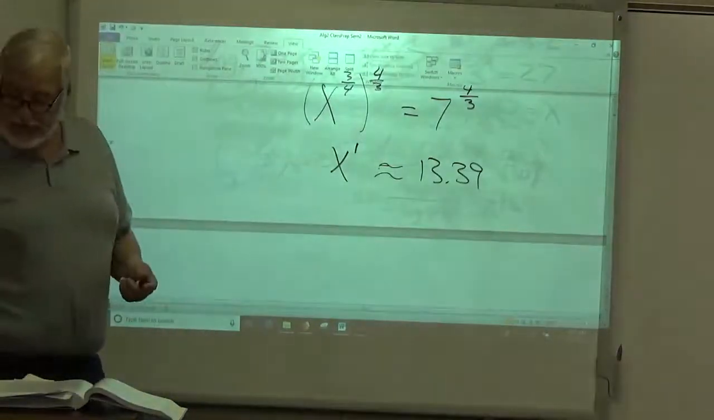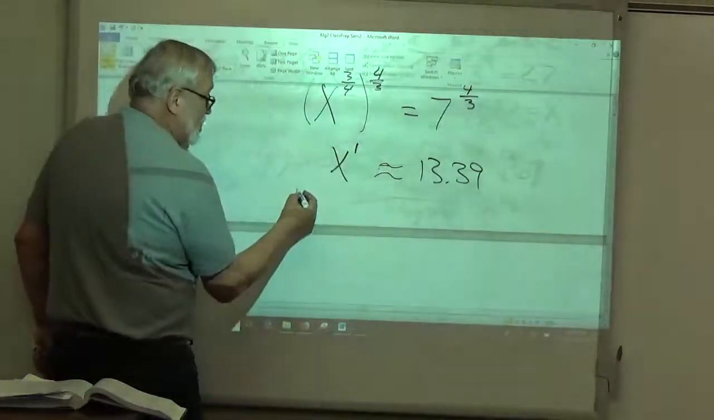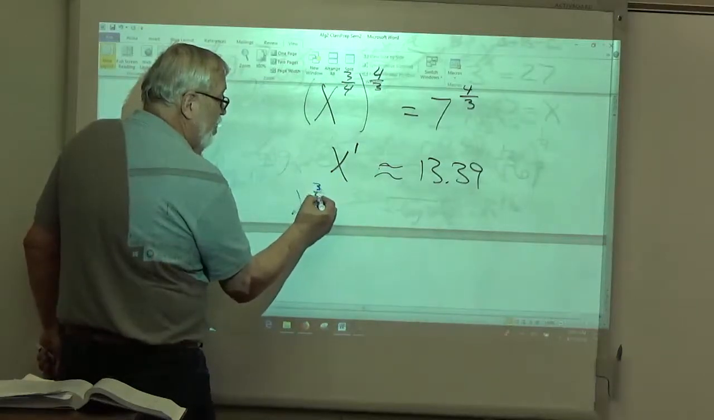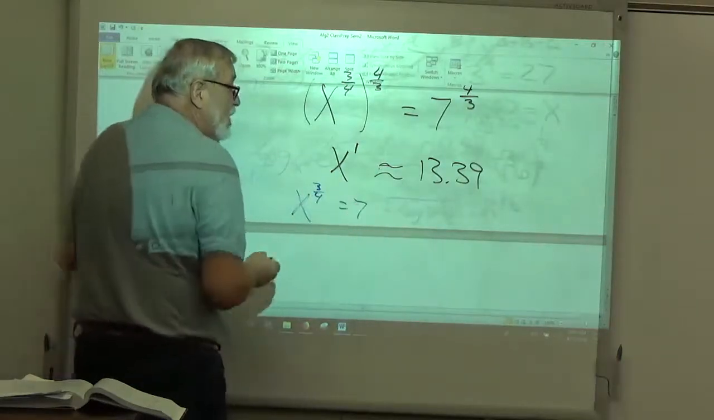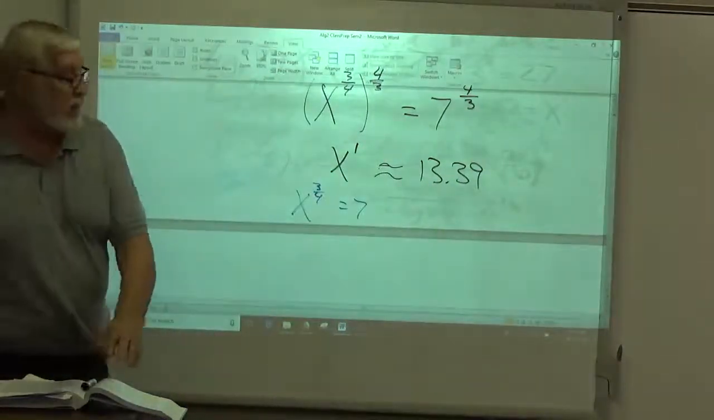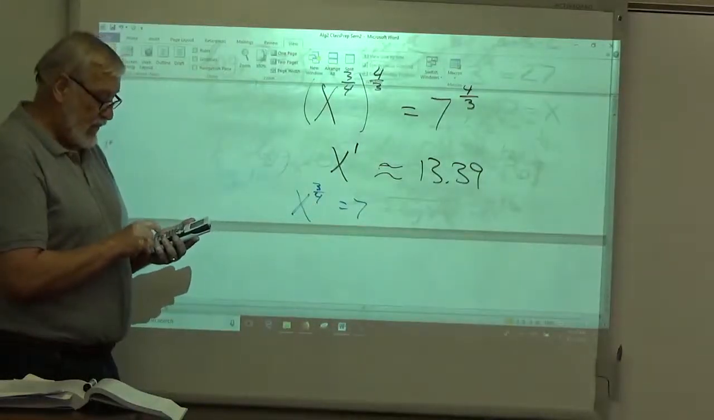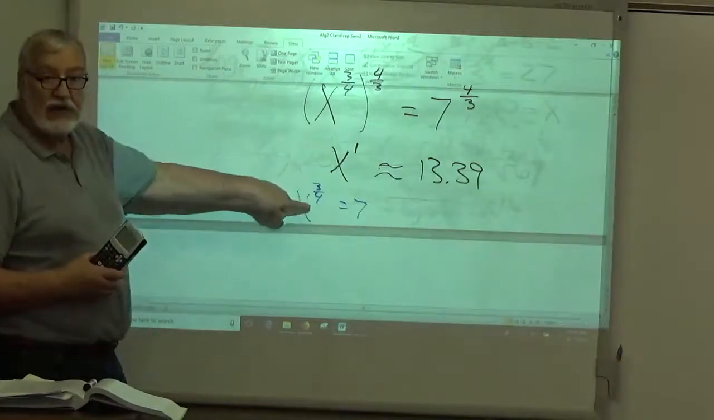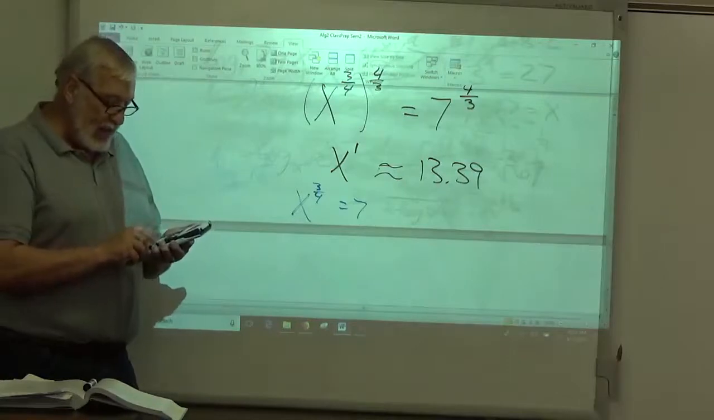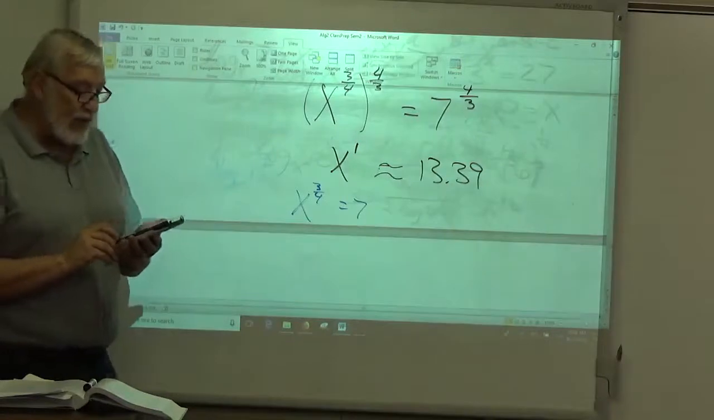Okay, so now let's check this. This says x to the 3/4 power equals 7. So our base number is 13.39. So put 13.39, raise it to the 3 divided by 4, parentheses 3 divided by 4. Now, the reason I'm telling you to do that is I want you to practice this to make sure that if you had this on a quiz, you'd have the right answer.